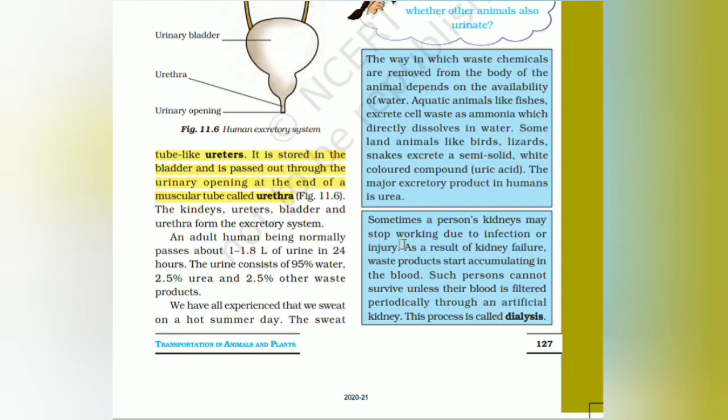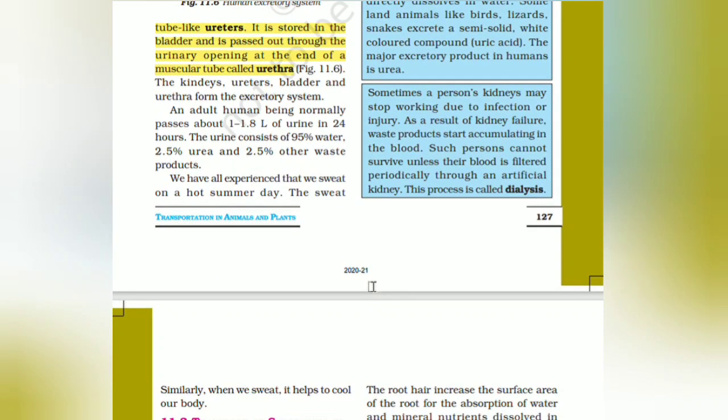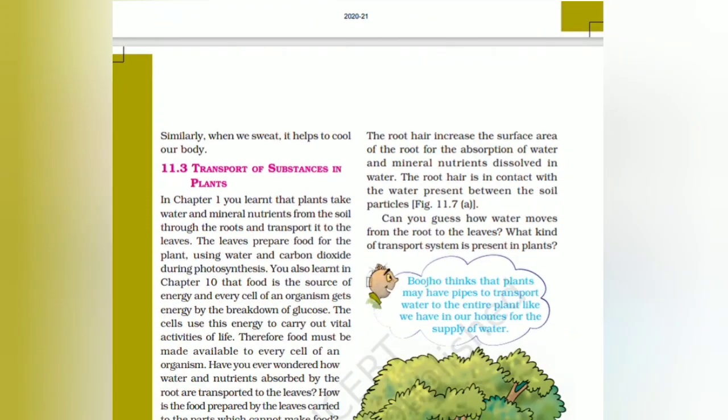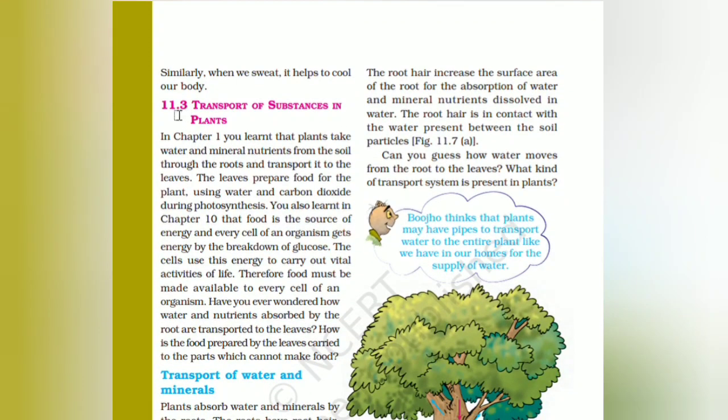A person's kidney may stop working due to infection, that is kidney failure. Waste products start accumulating in the blood. Such a person cannot survive unless their blood is filtered continuously. For this, the process of dialysis is done. We sweat, it helps to keep the body cool.